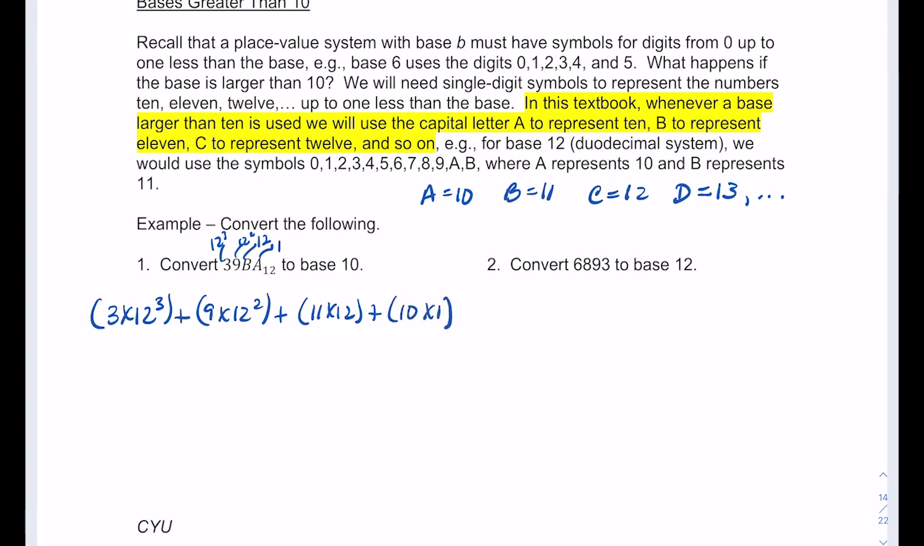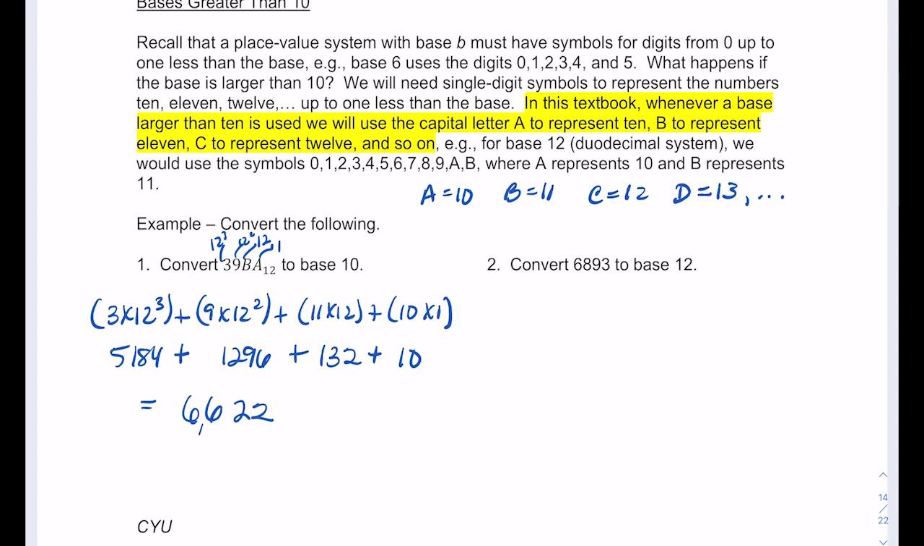And if I multiply this out, 3 times 12 to the third gives me 5184. 9 times 12 squared is 1296. 11 times 12 is 132. And 10 times 1 is 10. And then if we add those up, we get 6,622. So that is the base 10 version of this number in base 12.